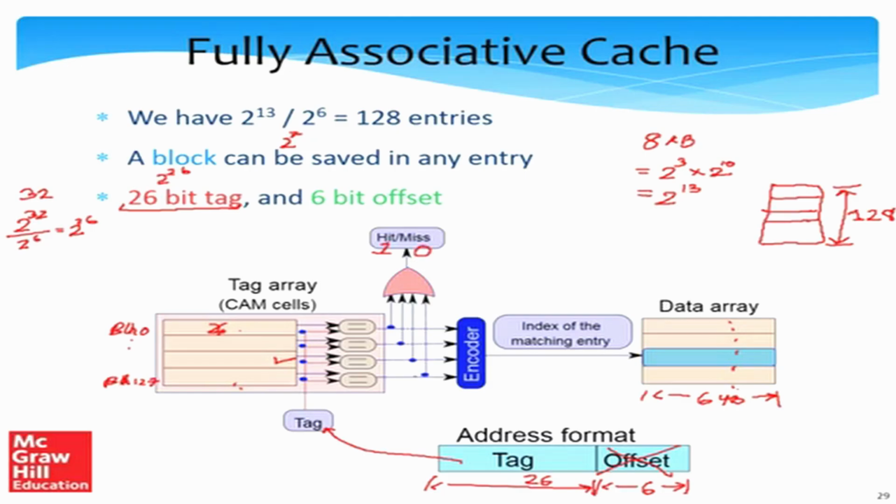After that, if there is a hit, only one of the lines will be 1. To get the address of that line, we'll use an encoder, which will tell us the address of that line. This will be a 7-bit address because there are 128 entries here. So this will be a 7-bit address, telling us which line actually hit. And the data array will be a regular array of SRAM cells.